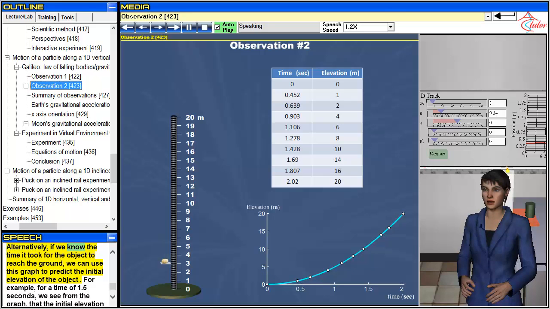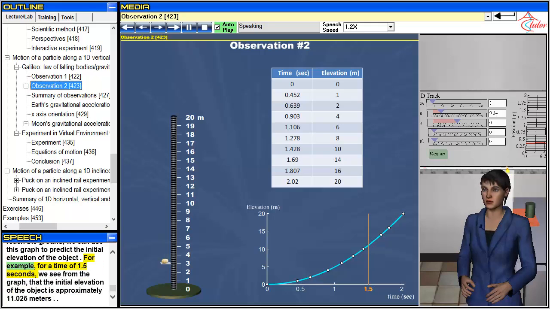Alternatively, if we know the time it took for the object to reach the ground, we can use this graph to predict the initial elevation of the object. For example, for a time of 1.5 seconds, we see from the graph that the initial elevation of the object is approximately 11.025 meters.